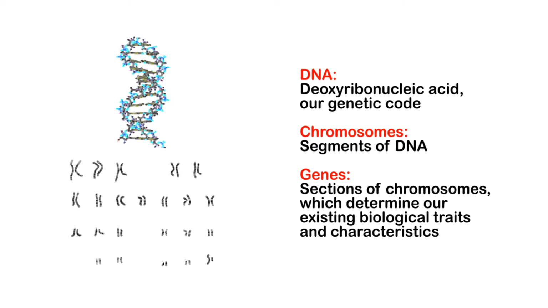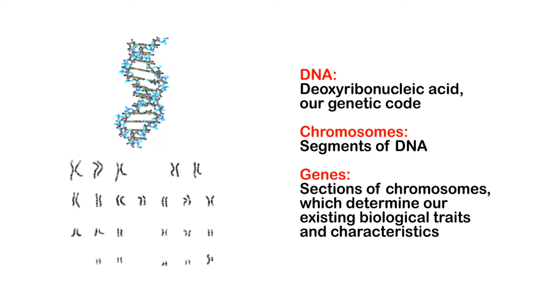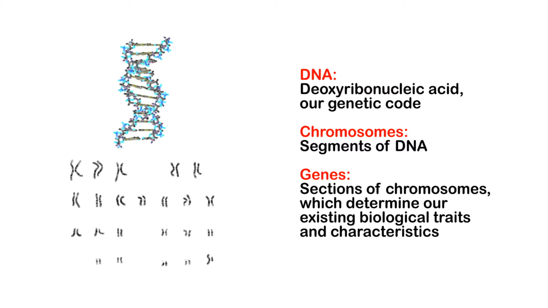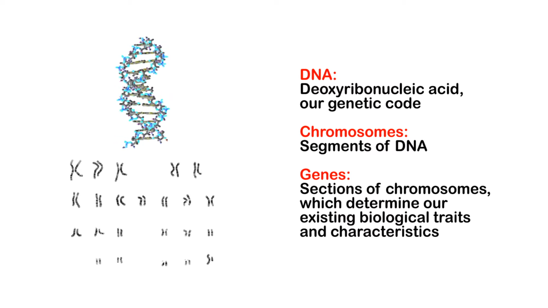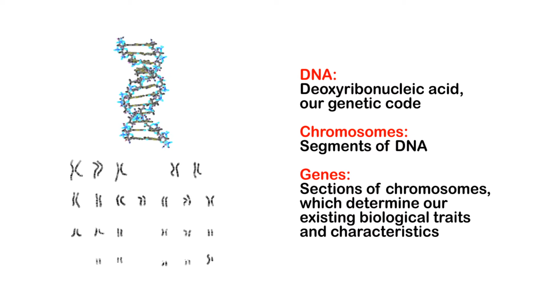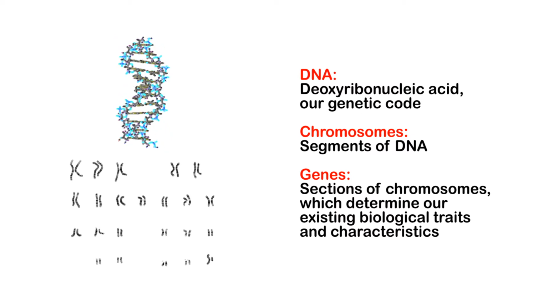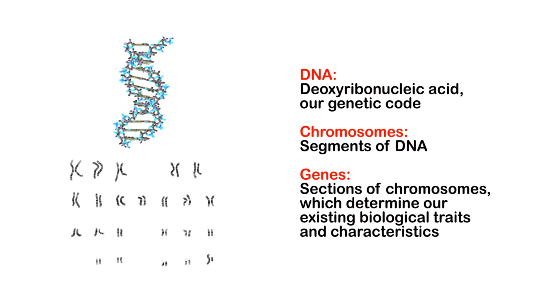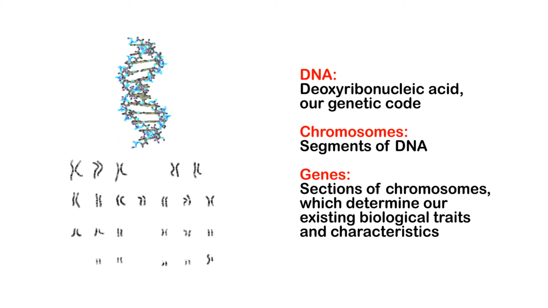It is divided into segments called chromosomes. Humans have 23 pairs of chromosomes: 22 pairs of autosomal chromosomes, and 1 pair of sex chromosomes. Each chromosome is divided into genes, which produce the specific proteins which determine our existing biological traits and characteristics. Pretty straightforward, right? So what is inheritance?